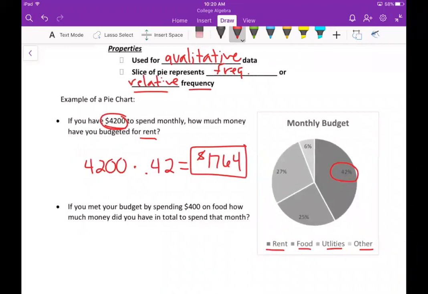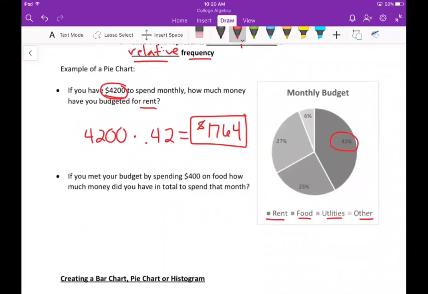Now, the trickier one tends to be if you know the amount in the category, how much money then is the total. So this is an entirely different scenario, but we're going to use the same chart to find it. So in this scenario, this particular person spends $400 in this category of food, and we want to know what the total budget is. So we want to know actually what the total circle represents. Knowing that food is $400 and 25% of the budget, we can follow the same idea as up here.